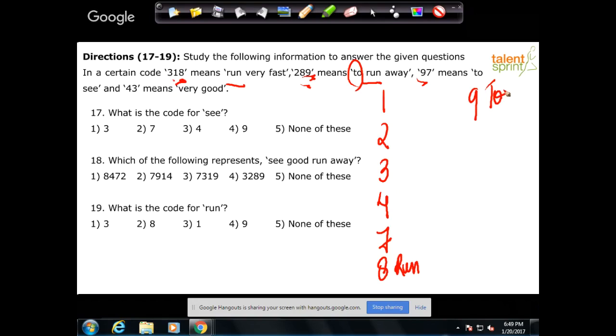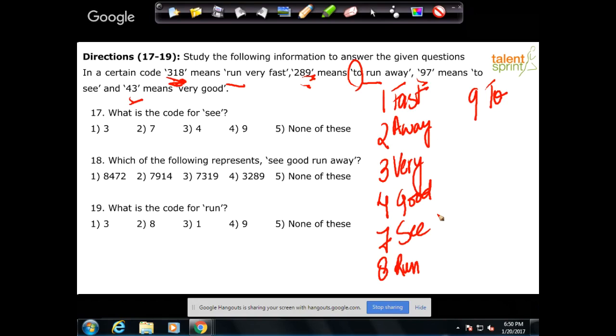Then, let's look at, once again, 43, which says very good, and 318 that says run very fast. The common number here is 3, and the common word here is very. Therefore, we know that 3 stands for very. Similarly, on doing this, we realize that 1 stands for fast, 2 stands for away, 4 stands for good, 7 stands for see.